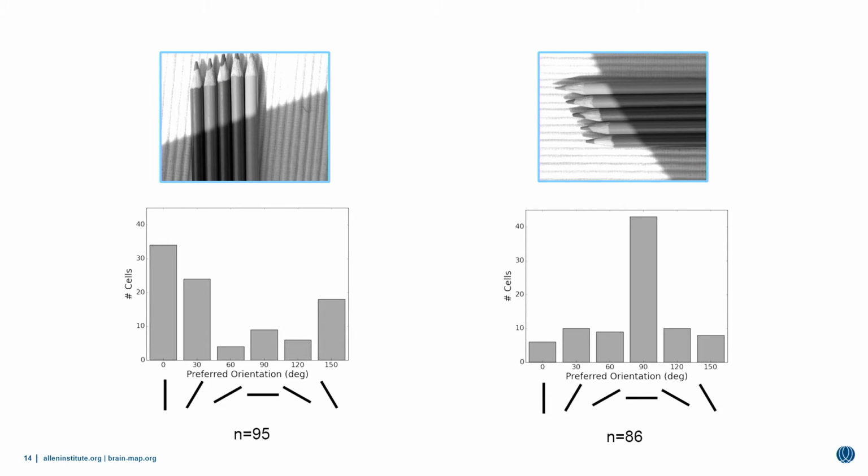So we have both the horizontal pencils, but we also have a vertical pencil. I identified all of the cells for which this was their preferred image from the natural image data set. And then I looked at what their orientation preference was for the static gratings. And unsurprisingly, what we see is that for the vertical pencils, the cells are tuned for vertically oriented gratings, and the cells that have the horizontal pencils as their preferred image preferred the horizontally oriented gratings.